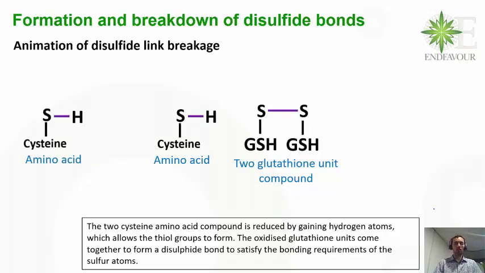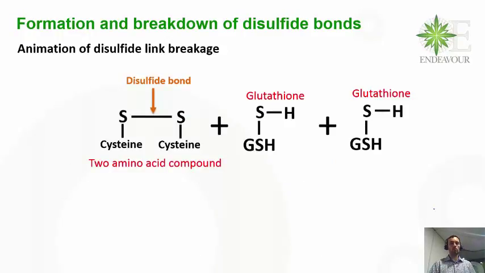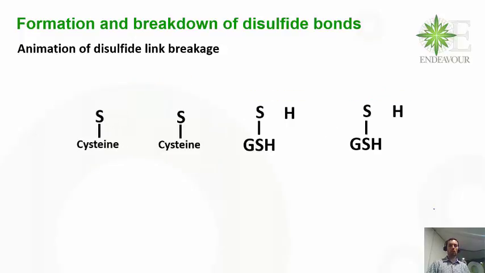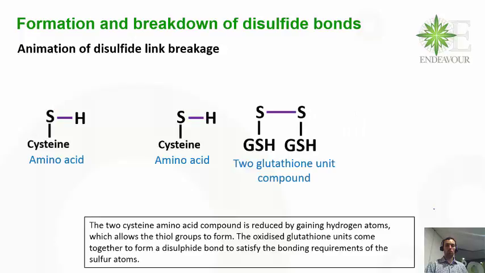So you can see from these animations that through the loss or gain of hydrogen atoms, it has an impact on where the disulfide bond is present, because the disulfide bond can only form when the sulfur doesn't have a hydrogen attached. By accepting the hydrogen atoms, the compound can no longer form the disulfide bond. So because the cysteines accept the hydrogen atoms from the glutathiones in this case, they have to break that disulfide bond, and this allows a new disulfide bond to form between the two glutathione units here.